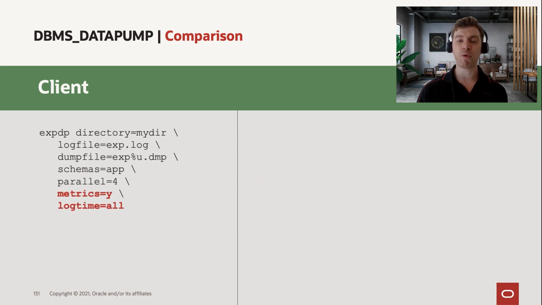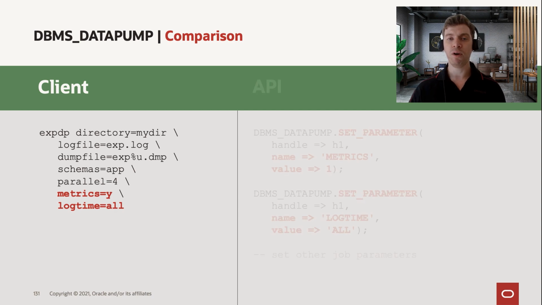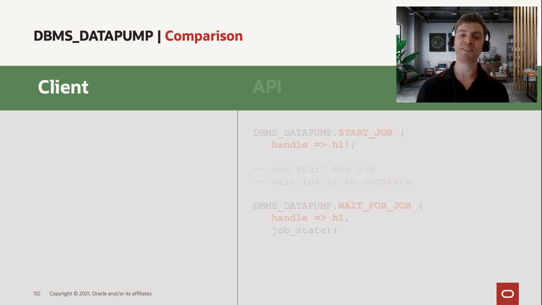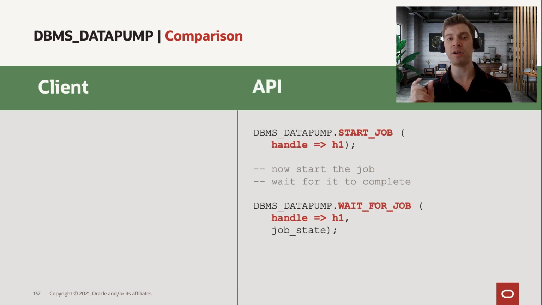And for metrics equal to yes and log file equal to all, we can use the set parameter procedure to define those variables as well. And finally, we start the job. So with start job here, I'm passing the handler, and then this will put the job in the background. I can optionally call this wait for job, which is going to wait for the job until it finishes and store in this job state variable whether it was successful or if it failed. So now I can see what the status of my job is.